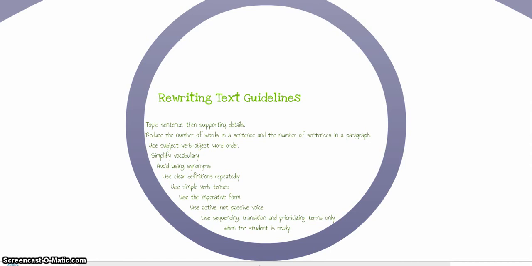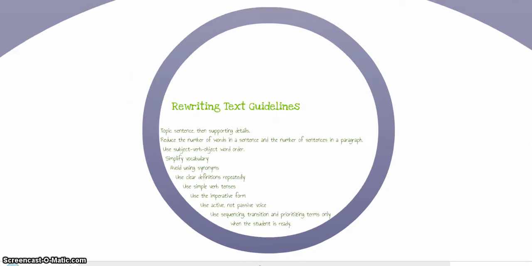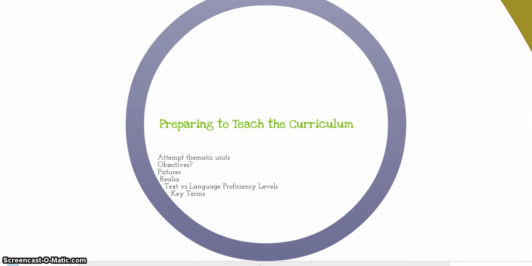Use sequencing, transition, and prioritizing terms only when the student is ready. So once they've started to master the language and their language proficiency level is increasing, then start teaching them the words of first, second, those types of things. Once they are there, once they're ready to master these. Preparing to teach the curriculum. Attempt thematic units. Now you're reinforcing the concepts in other classes, showing some consistency, that everybody is in it to help them.